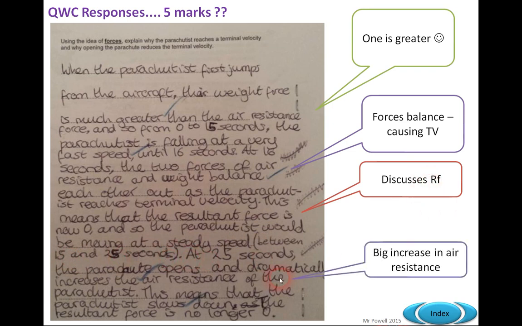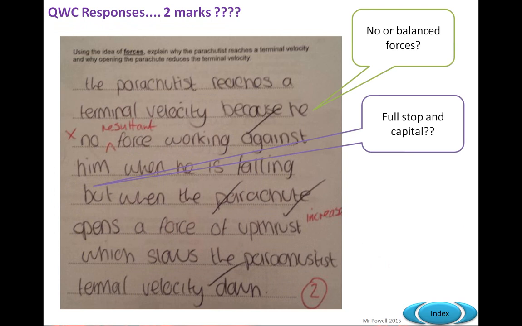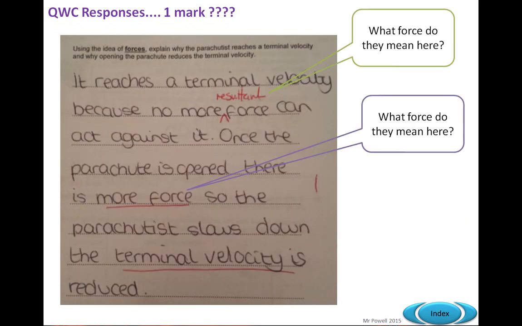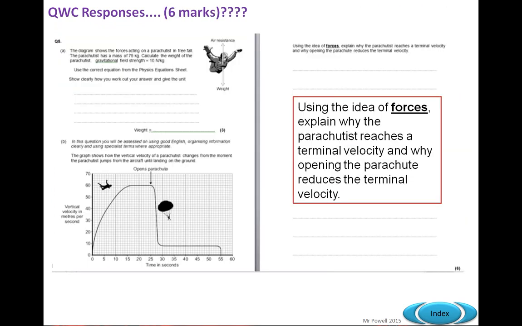At 25 seconds, the chute opens, and a dramatic increase in the air resistance of the parachutist means that the parachutist slows down, as the resultant force is no longer 0. So look at the things. Talk about one force being greater, then the forces balance causing terminal velocity. They discuss the idea of a resultant force, a big takes small, and then they discuss the big increase in air resistance. So there we go. That is my little quick video looking at QWC questions for terminal velocity.